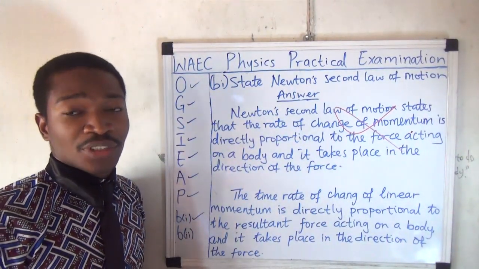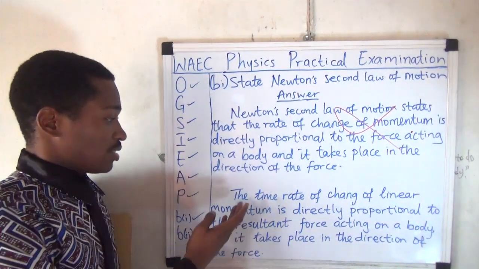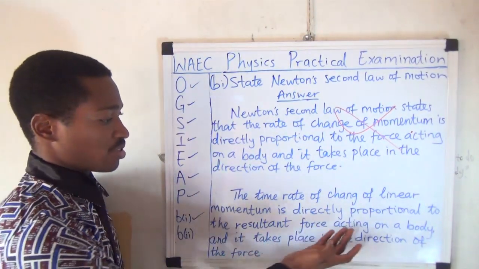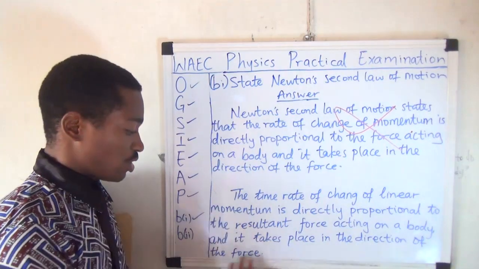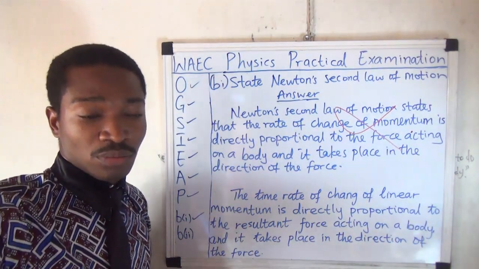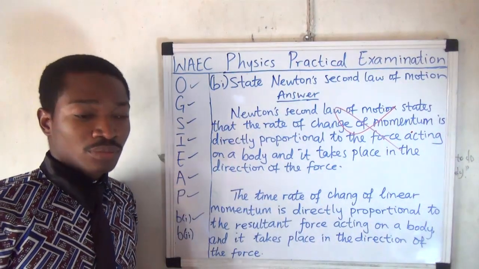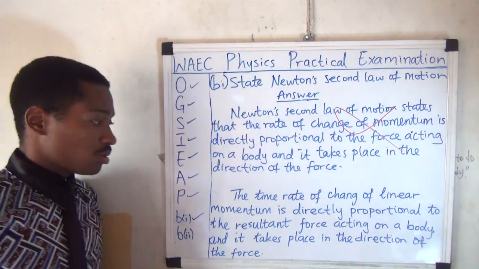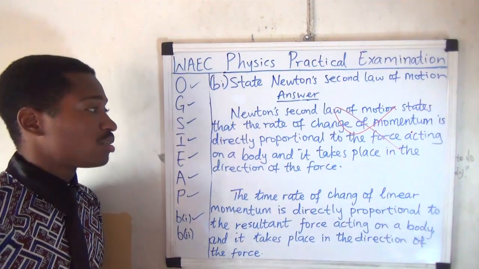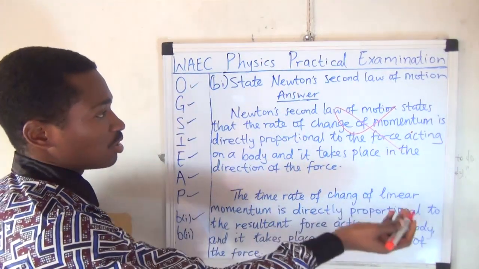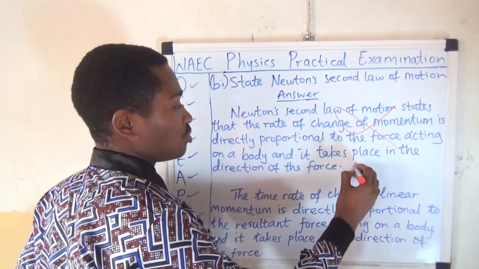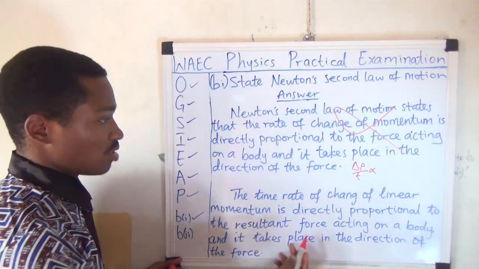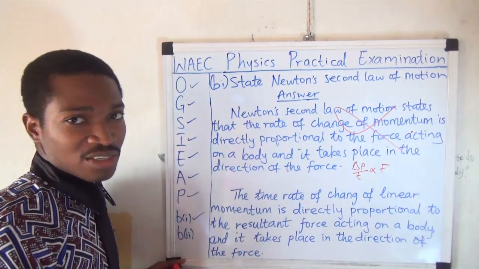Newton's second law of motion states that the time rate of change of linear momentum is directly proportional to the resultant force acting on your body, and it takes place in the direction of the force. Why is this the correct one? Now, look at this. The time rate of change of linear momentum, that means change in momentum with time, is directly proportional to the resultant force.